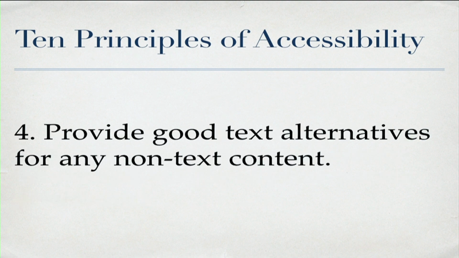So provide good text alternatives for any non-text content. Again, that instruction sheet, you're absolutely right. How do you communicate that to somebody who can't see? In that case, you can't. But in your software, you can. And we'll talk about some of the examples of how you can do that. Alt tags are a really good thing. There's a lot of other things you can do with it, but it's the bare minimum.